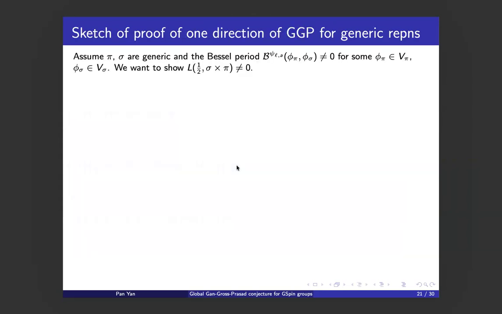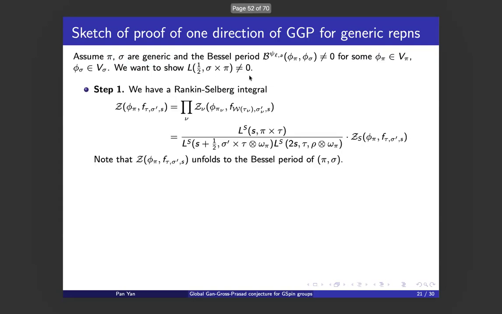So now let me give you a sketch of the proof of one direction of the global GGP for generic representations. So now we assume pi and sigma are generic. Remember, in the construction of the Rankin-Selberg integrals, we do not need to assume pi and sigma are generic. But when we prove the GGP, we need to take this assumption. And we also assume that the Bessel period for pi and sigma is non-zero, and we want to show that the central L value is non-zero. The first step is the Rankin-Selberg integral. This is the first ingredient in the proof.